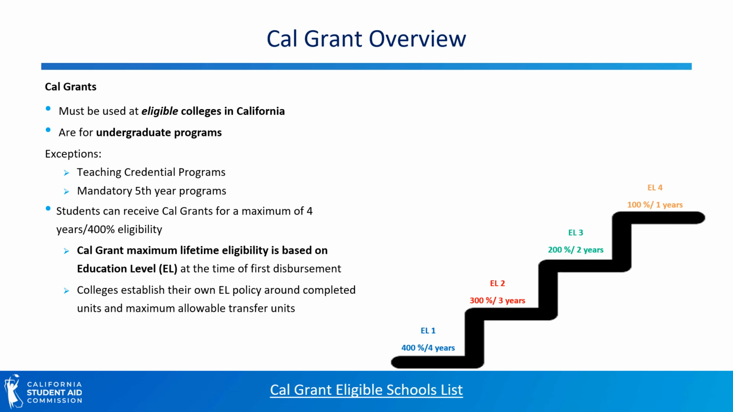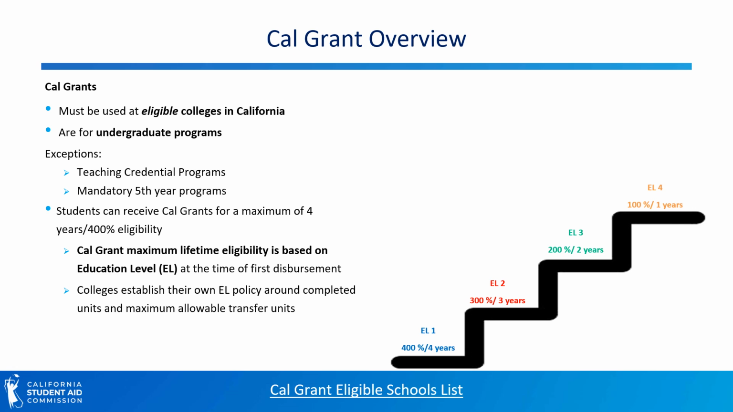Cal Grants are payable at qualifying California colleges and are only for undergraduate programs, including teacher credential programs and mandatory fifth-year programs. All colleges must meet specific criteria to be eligible to disperse Cal Grants. A complete list of eligible colleges can be found on the CSAC homepage at the URL shown at the bottom of the slide.